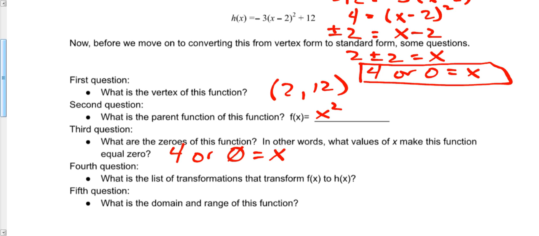We already talked about transformations in the general sense, but what are the transformations? To the right 2 up 12. No, shrink. Horizontal shrink. Vertical stretch. And what else? Yeah, what do we call that? Reflect about the x-axis, right? Okay, so we got that.